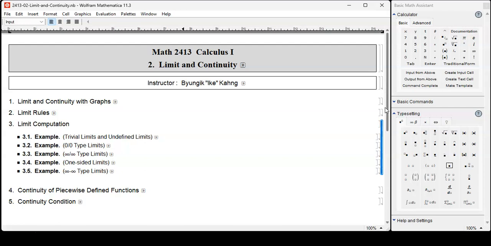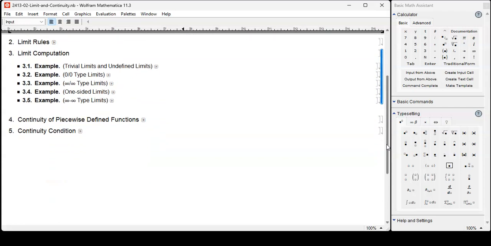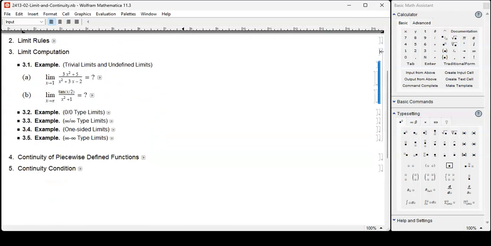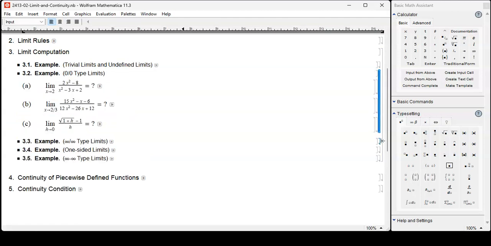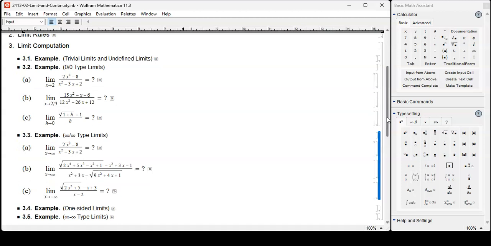We went through most of the important limit computations. Trivial limits, of course, that's not very important. Just plug in and if it works, it works. If it doesn't, it doesn't. 0 over 0 type limits, okay, those are important. Infinity over infinity type limits, equally as important. Which is easier? 0 over 0 types are easier in my opinion.